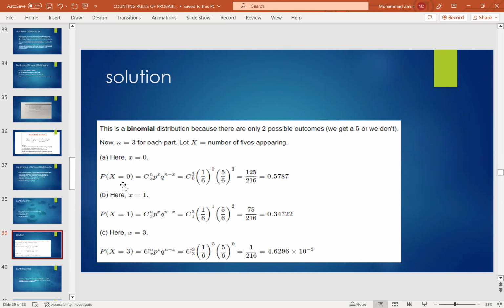For x is 0, by putting in the values, we get a probability of 0.578. But if x is 1, by putting in the values, it is 0.34. And for x is 3, where x is the number of 5s appearing, the probability is 4.62.